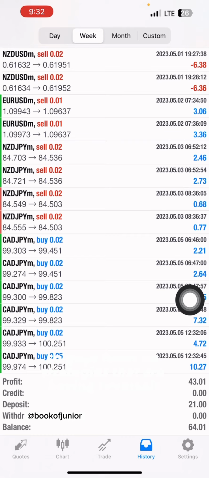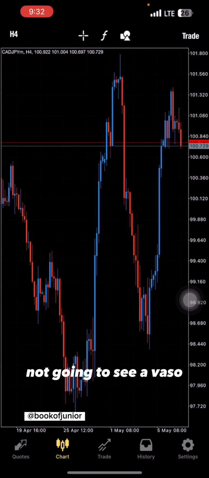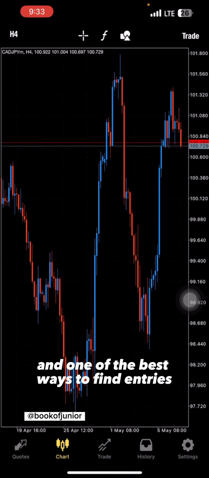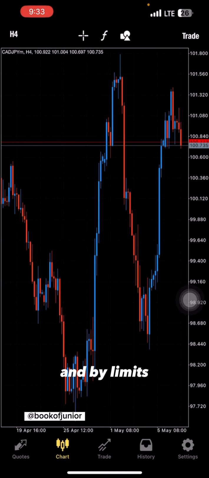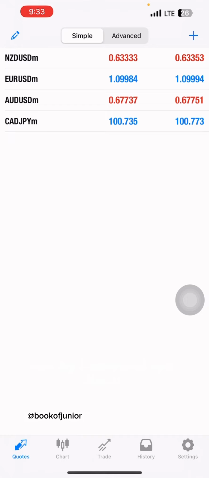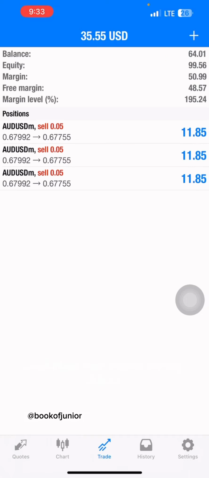So guys, focus on strategies that are having reversals. When you're only going in for a reversal, don't take a trade where you're not going to see a reversal. And one of the best ways to find entries is to use what we call sell limits and buy limits. Use buy limits and sell limits. And also, guys, make sure to use what we call buy stops and sell stops. Those will help you so much.